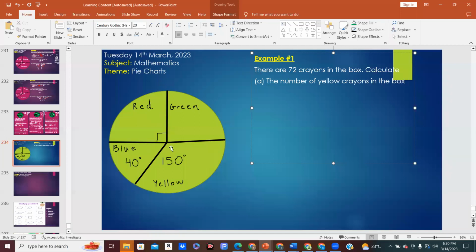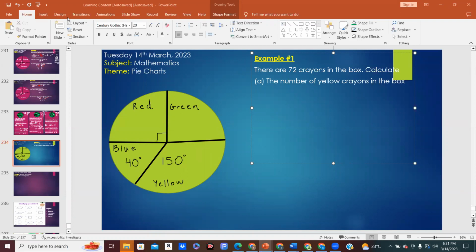There are only red, green, blue, and yellow crayons in the box. But the pie chart is basically a summary of the amount of crayons in the box. That's what a pie chart is. It's a nice summary of everything that's going on. Just by looking at this pie chart, even though we don't know the exact number of crayons, can someone tell me which color has the most crayons? Yellow, very good.